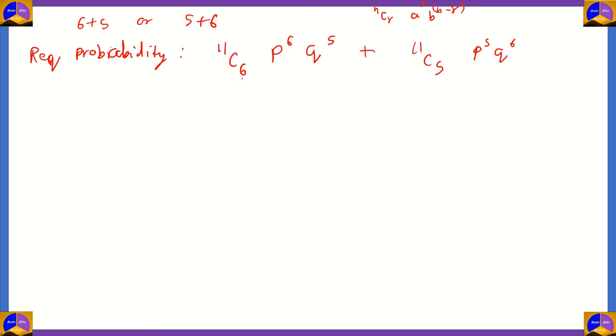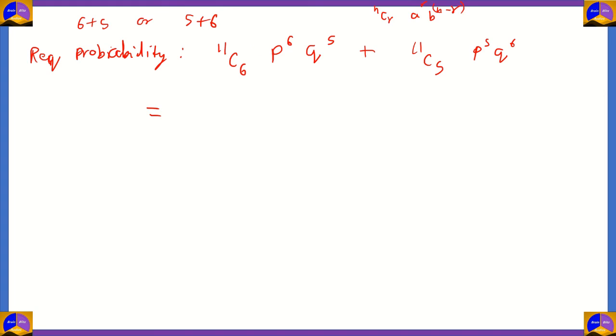So if the number of successful steps is 6, then its probability is p raised to 6 and q raised to 11 minus 6. So that's the number of failed steps, which is 5. And similarly, we have 11 total number of steps. The required number of successful steps is 5. So 5 successful steps and 6 steps backward.